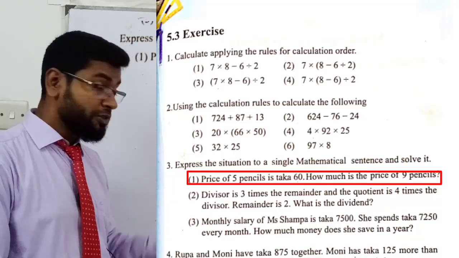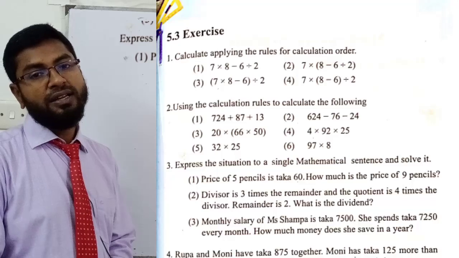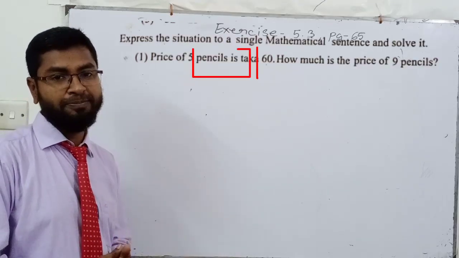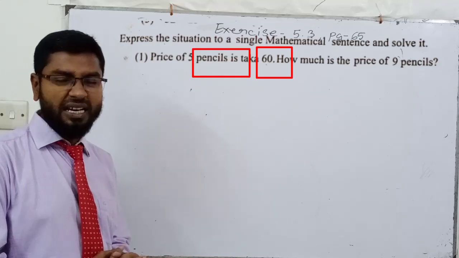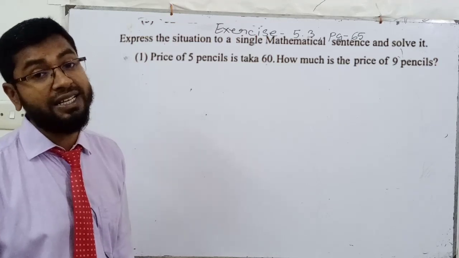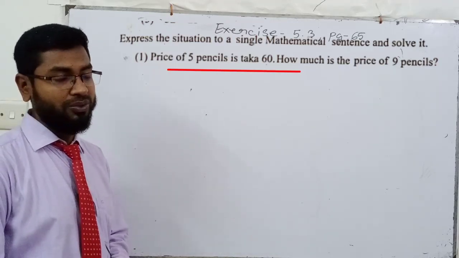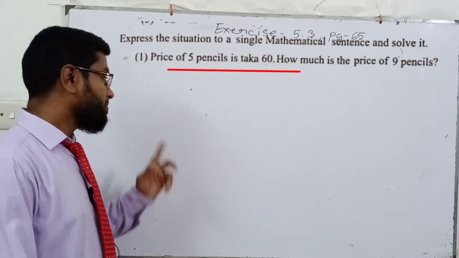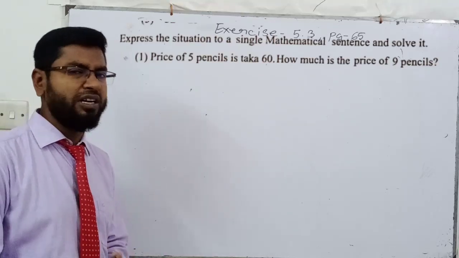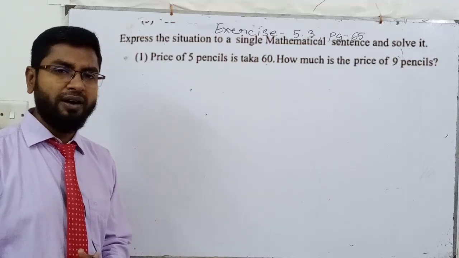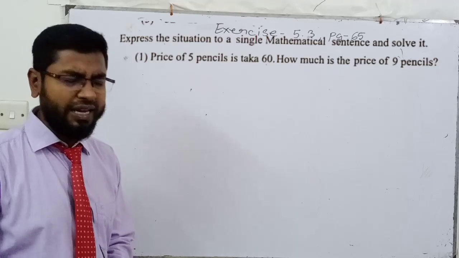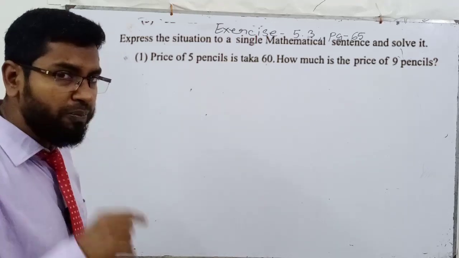The price has been given. How many pencil and how much money? Yes, price of 5 pencil is 60 taka. Look, we need to write mathematical sentence. Now, if we cannot find out the single pencil price, we cannot find out the 9 pencil price. So can you tell what will be the 1 pencil price?